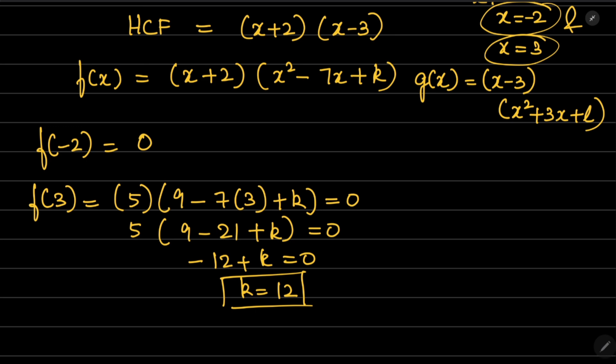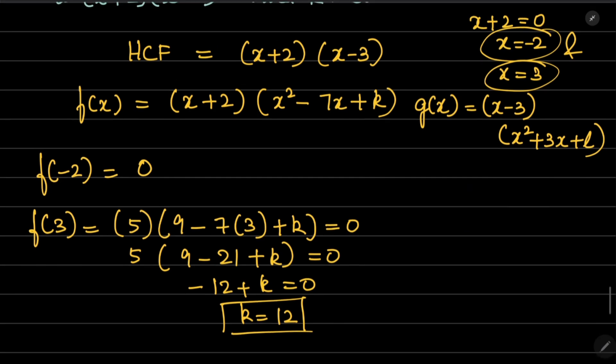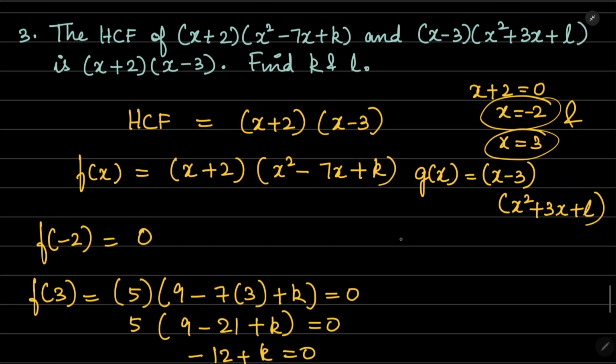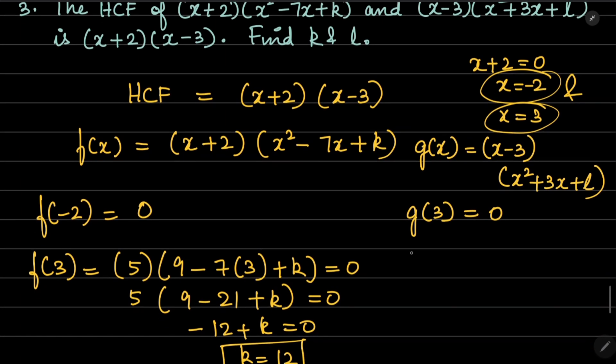Okay, so that's the value of k. The same way, let us calculate for g of x. So g of 3 will be 0, because if you substitute 3 here, 3 minus 3 is 0. Let's calculate the value of g of minus 2. G of minus 2 will be equal to 0. So minus 2 minus 3 multiplied by minus 2 the whole square. You're just substituting minus 2 instead of x here.